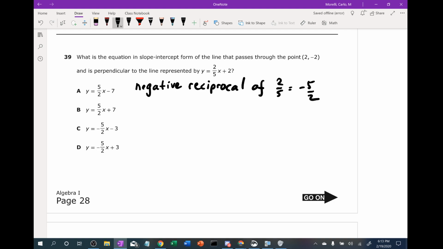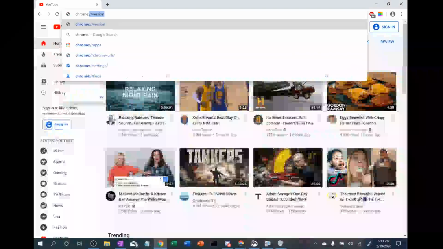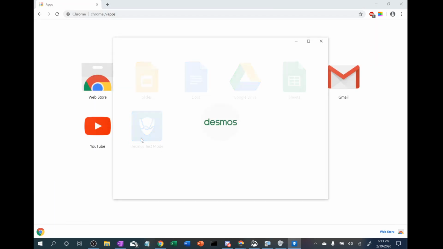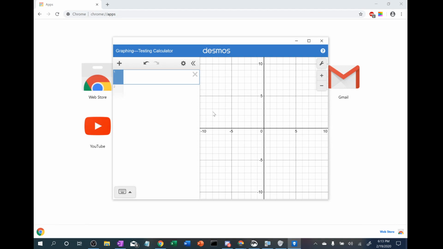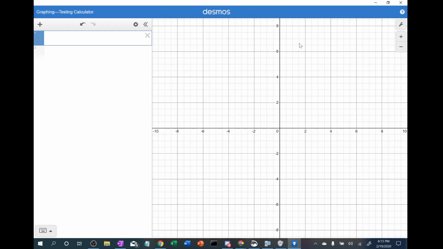So what we're going to do is go to Desmos, test mode, so you can see how to do that.